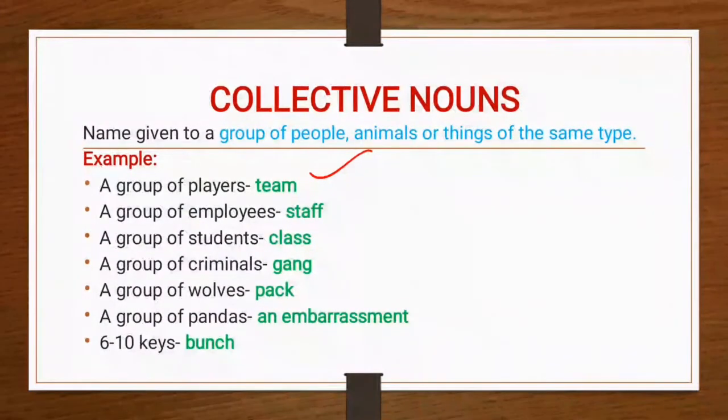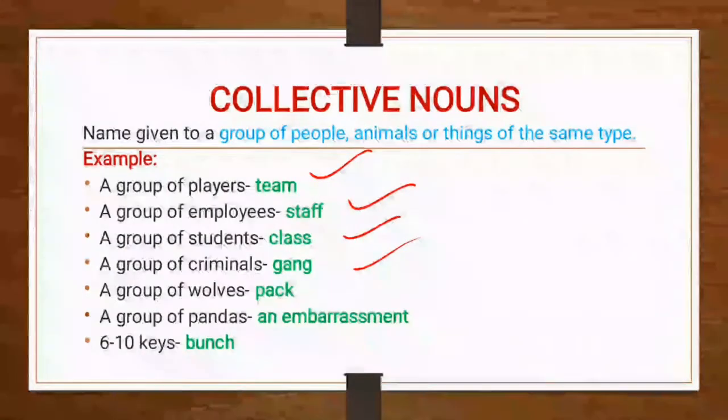What do we call a group of employees? That word is staff. In the same way, I have some more examples of interesting collective nouns on screen. A group of students is called a class. A group of criminals is called a gang.